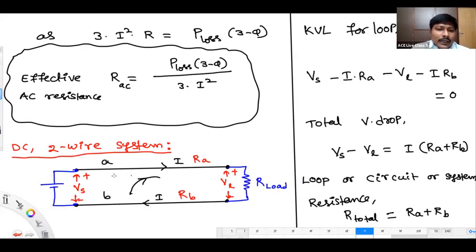So A is a forward conductor here. A is a forward conductor and B is a backward or return conductor. That's the meaning of return. Let's move.